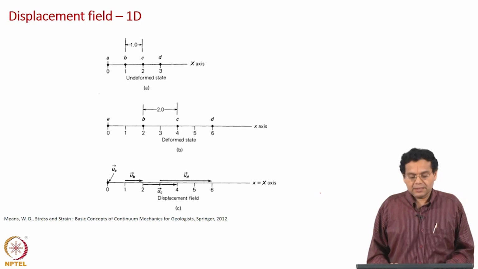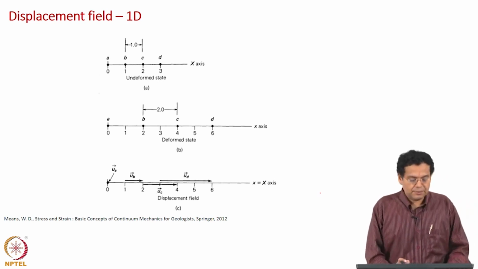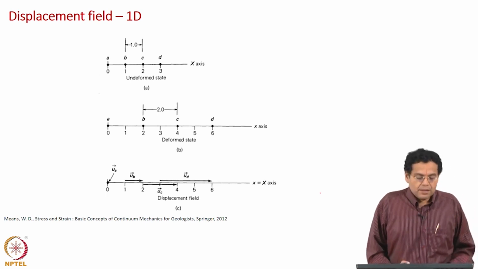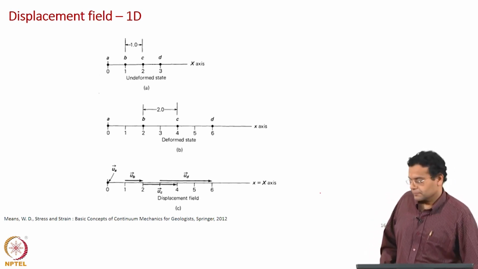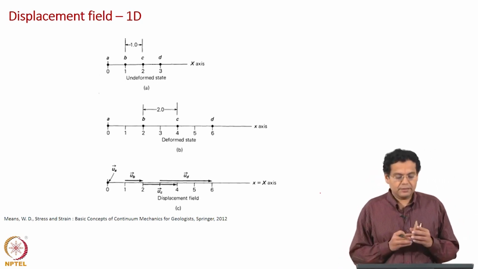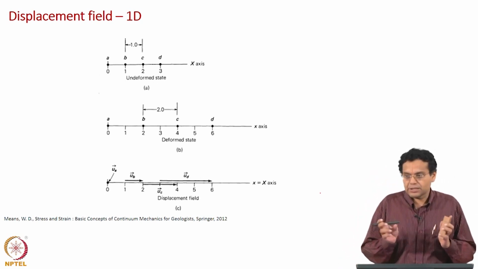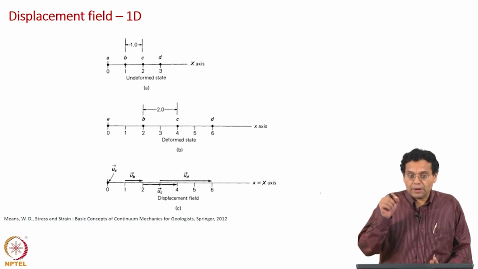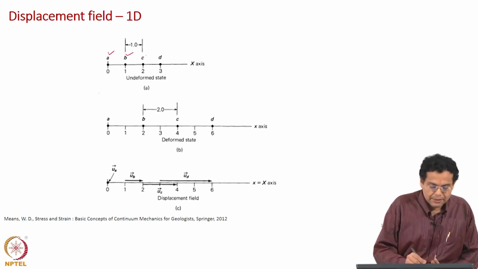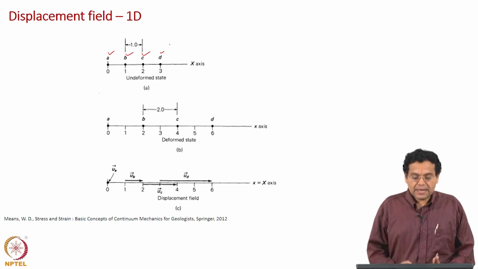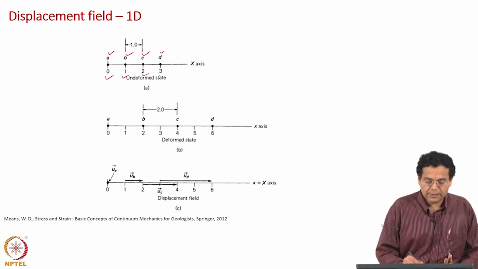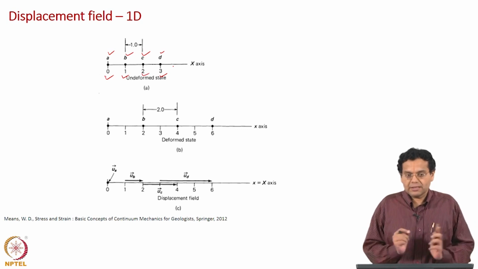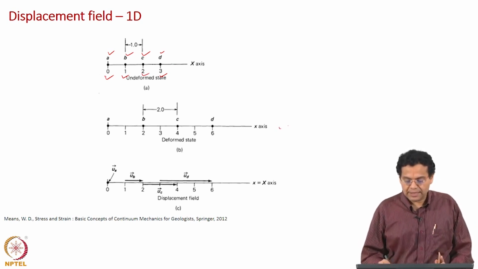Now, let us start with the 1 dimensional case. We are going to discuss about displacement field. What is shown here, of course, a very good discussion from our book by W.D. Means on stress and strain. We can imagine a plate or a wall and then a wire attached to it. You mark some points on the wire A, B, C, D, and they are at locations 0, 1, 2 and 3. Now, you stretch the wire, and that is what is shown in the second diagram.